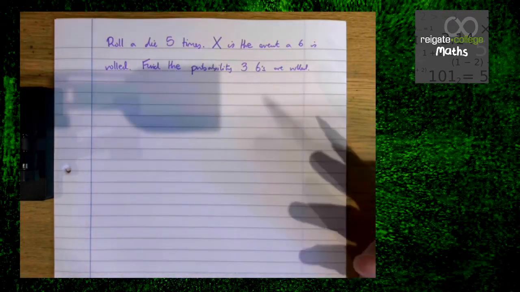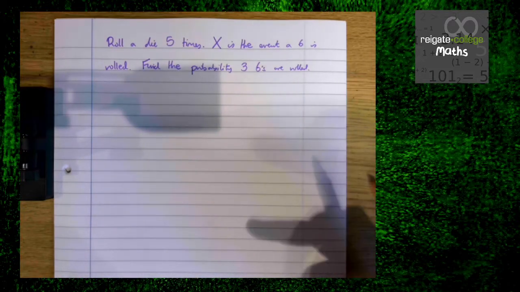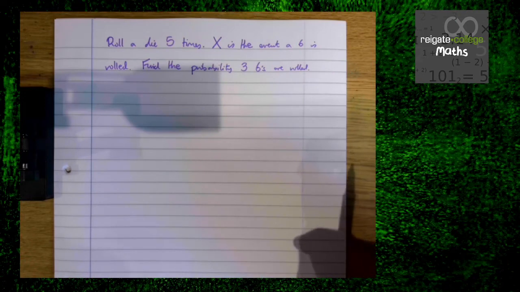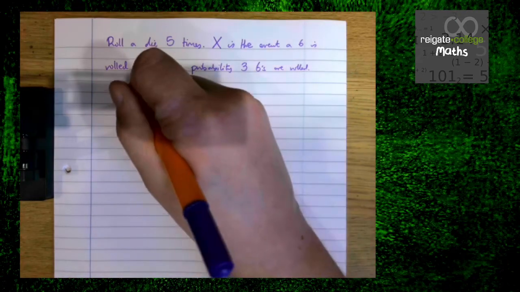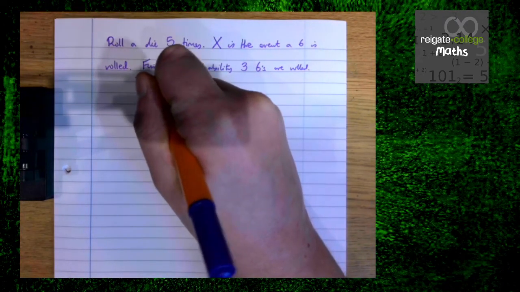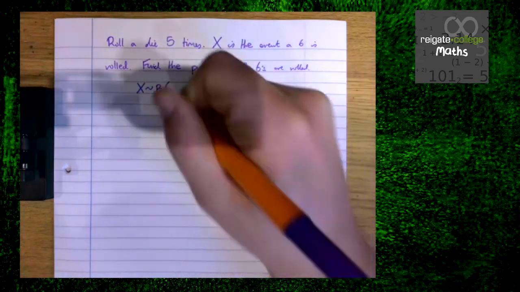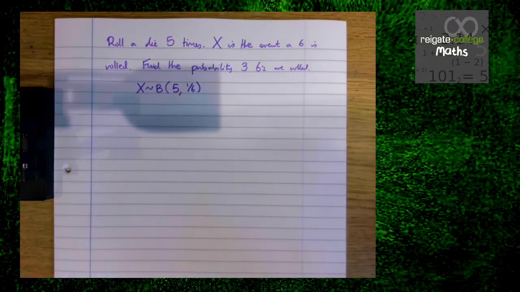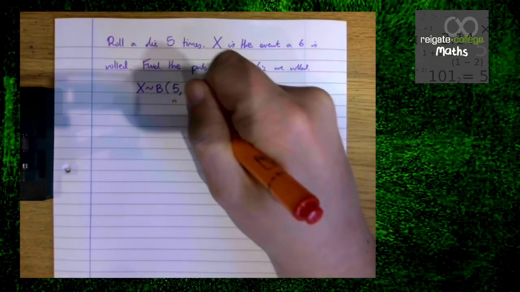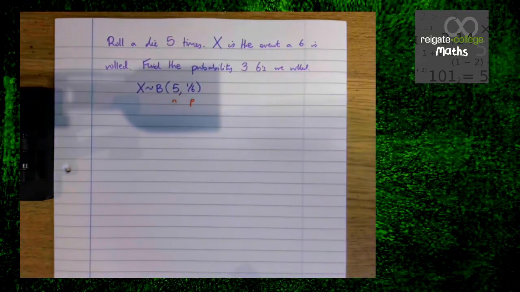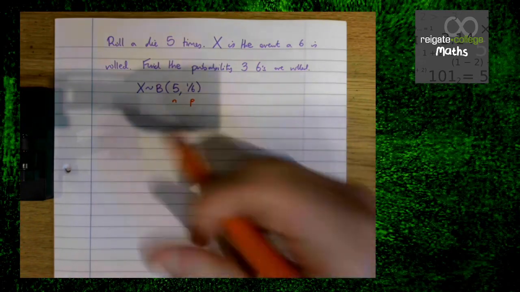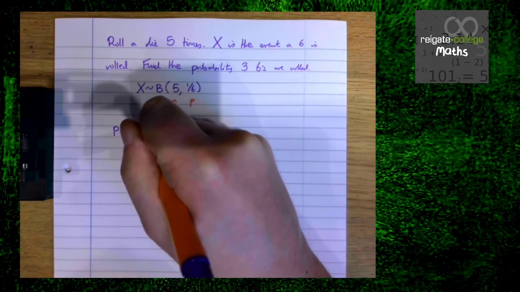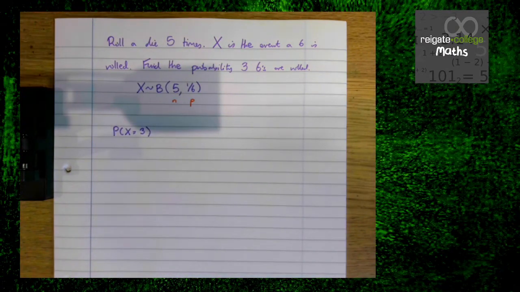Rolling one die doesn't affect another. So the trials are independent, which means the probability of success is the same. So we know that this is definitely binomial. We have 5 trials and the probability of success is a 6. So remember, this is N and this is P. We want the probability of 3 successes.